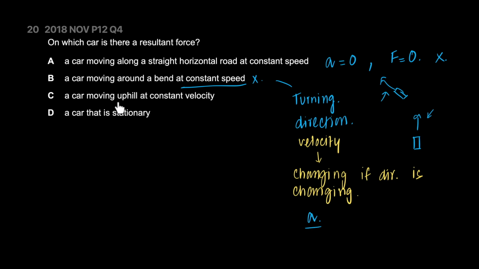All right. Car moving uphill, constant velocity. Well, the velocity is again constant, so the acceleration is 0. And the direction is not changing, so it's still 0. Force again is equal to 0 over here. Car is stationary, big whoop. Nothing is happening over here, it's just stationary. So that's out. Our best answer is B.